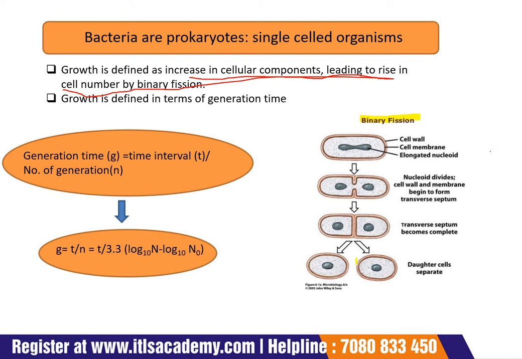Now we have to talk about microbial growth in terms of generation time. So first of all, let us understand what generation time is. Basically, generation time is the time taken to double the population. It's the doubling of the population in a specific time. So here we can see that generation time is the time interval upon the number of generations. And by solving this formula, we can say that generation time G equals t by n.